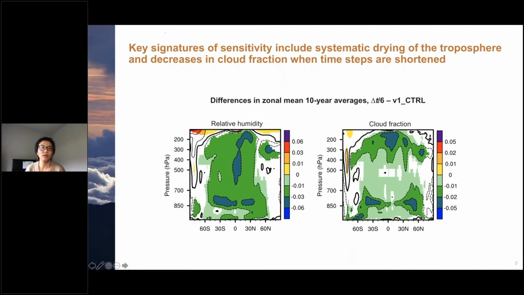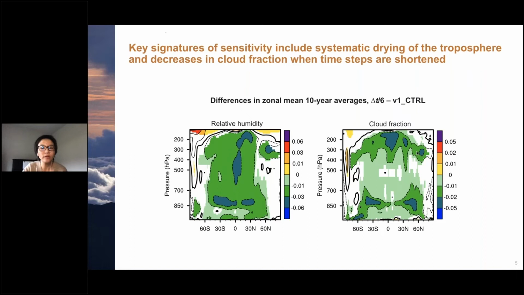So the key signatures of the time step sensitivity are mostly seen in quantities related to clouds and moist processes. Here I'm showing zonal mean 10-year averages of relative humidity change on the left and cloud fraction change on the right when we compare the two simulations with different step sizes. In terms of relative humidity, we see a systematic drying or lowering of relative humidity throughout the troposphere. And for cloud fraction, we see significant decreases in the subtropical lower troposphere, and also in the upper troposphere pretty much at all latitudes.